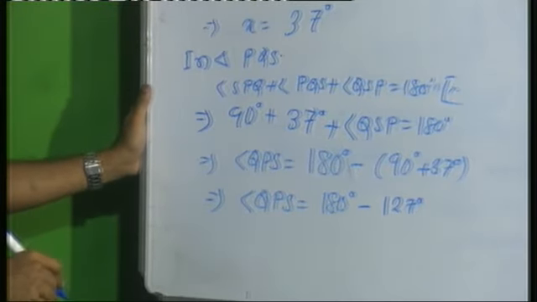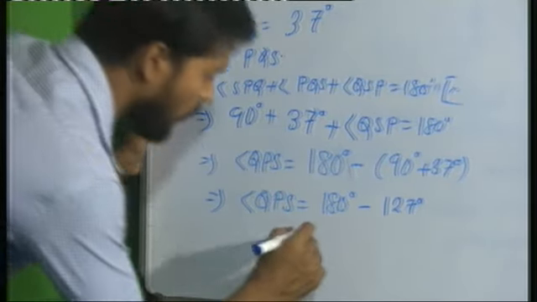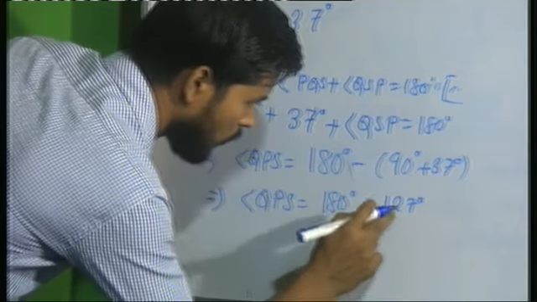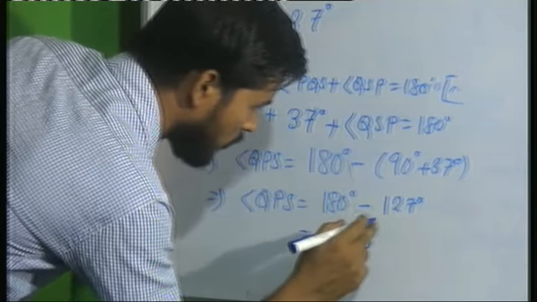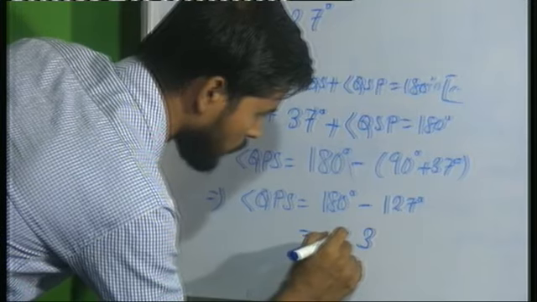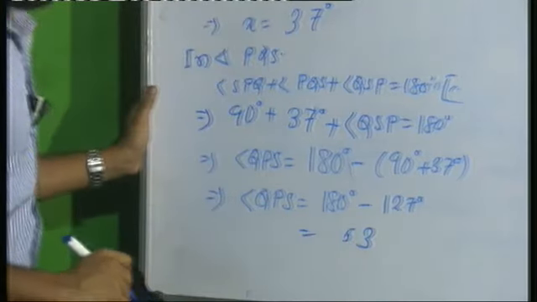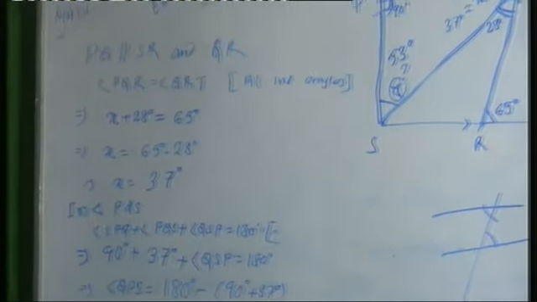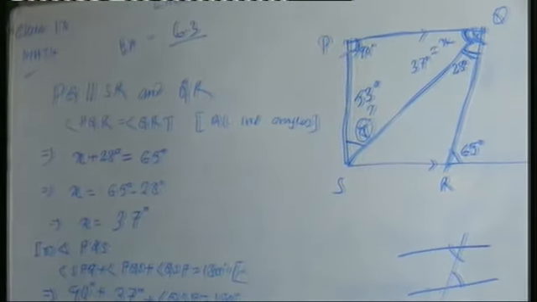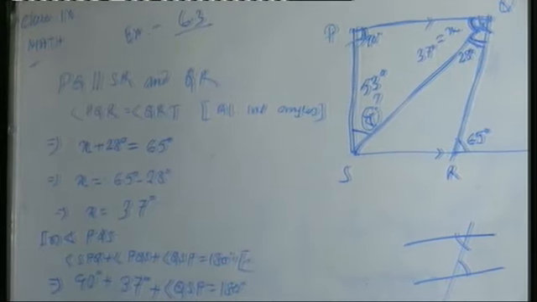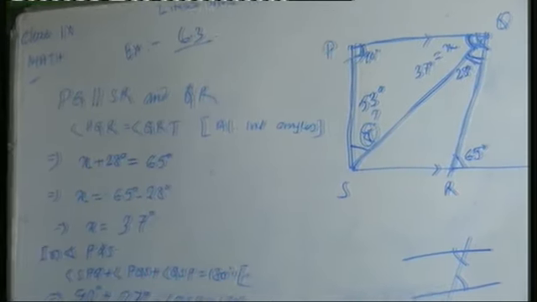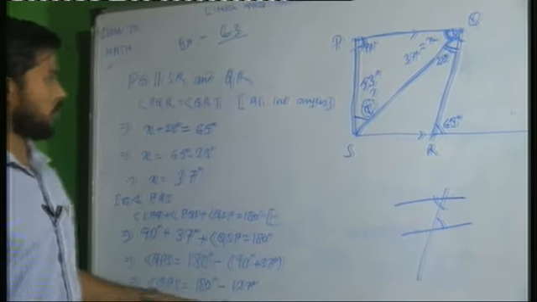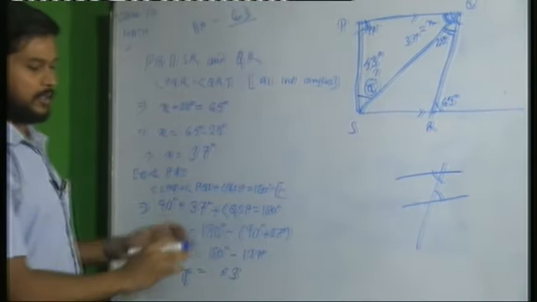That means angle QPS is equal to 180 degree, and sum of 90 and 37 is equal to 127 degree. Now 180 minus 127, that will be equal to 3 and 8, that is 5, so it is 53 degree. So value of y is equal to 53 degree. This angle equal to 53 degree, and hence value of x and value of y. This is y, so y equal to 53 degree. So the solution is x equal to 37 degree and value of y equal to 53 degree. Okay, so this is the question number 5.